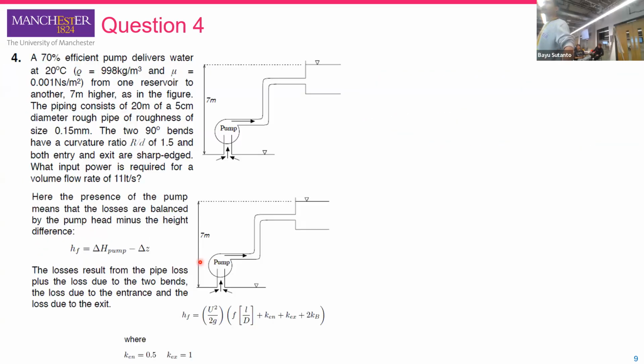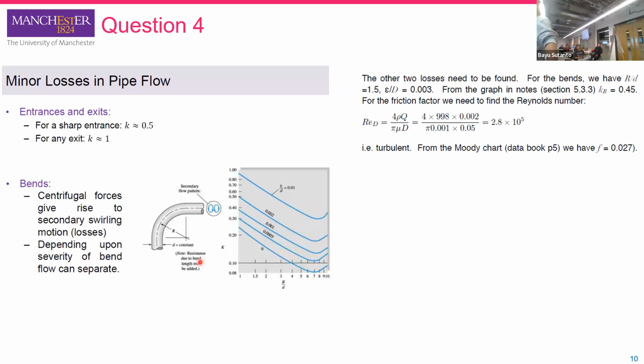From the table, we already have the entrance. This is your reference. The entrance is 0.5 and the exit is 1. And for the bendings, you can pick from this line. Well, the information available is R per D equal to 1.5. R per D is here, 1.5.